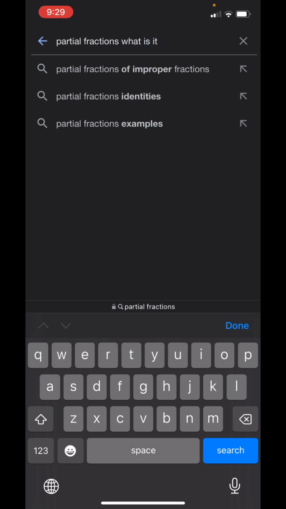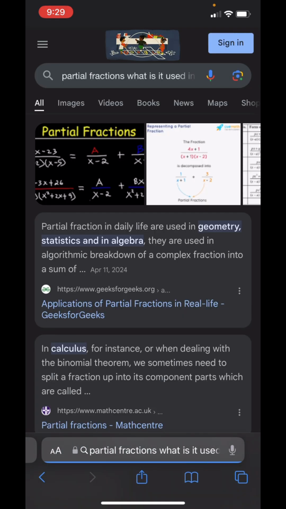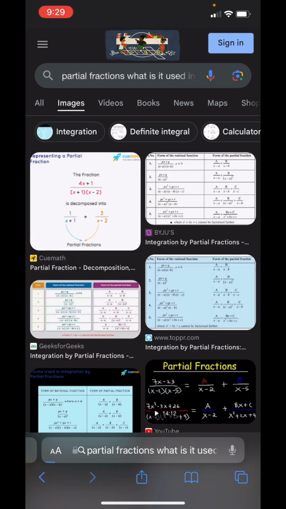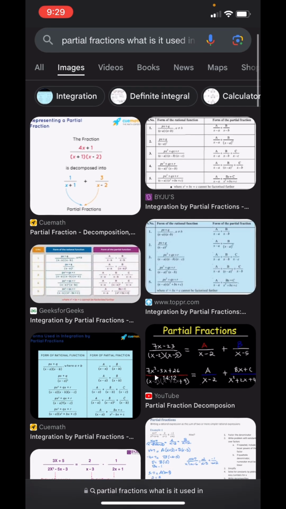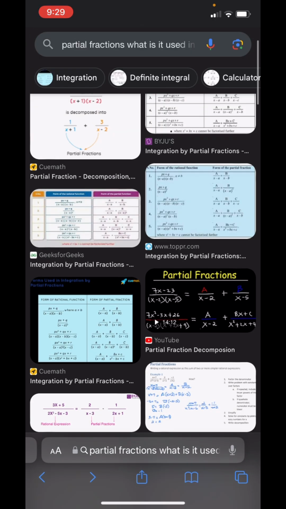Let me look at them. So, yeah, geometry. So it is used in this, but I don't understand how it works. And it does equal 2 because, let me see. Okay, it's more like splitting the equation, it seems like. So, let me look at a problem.